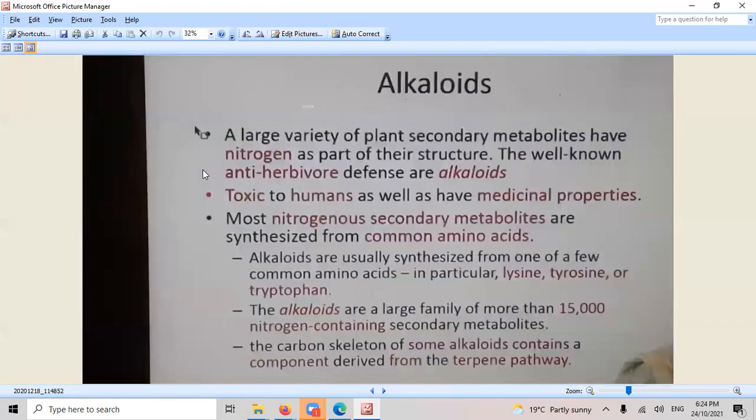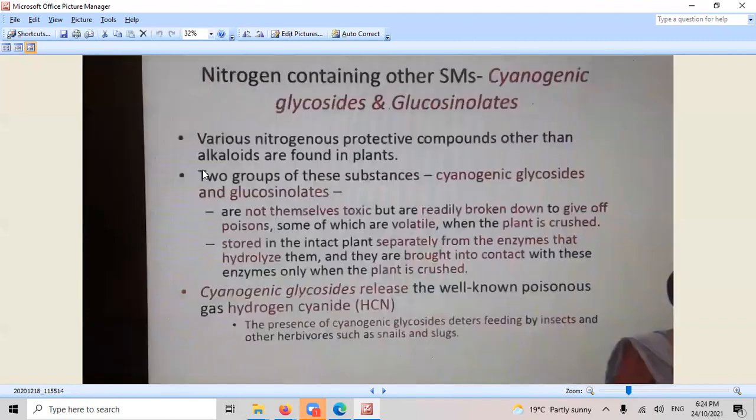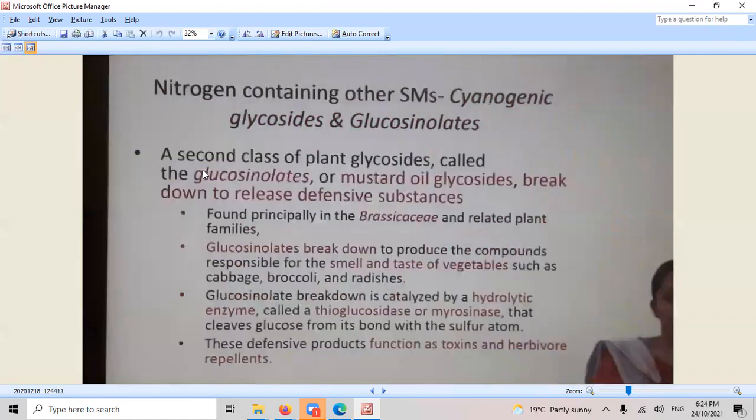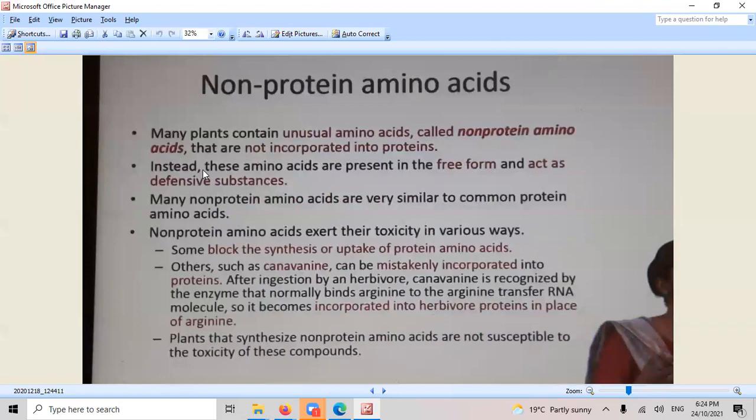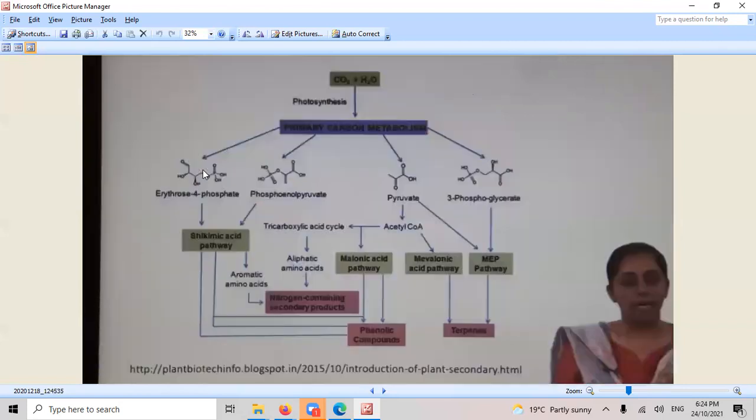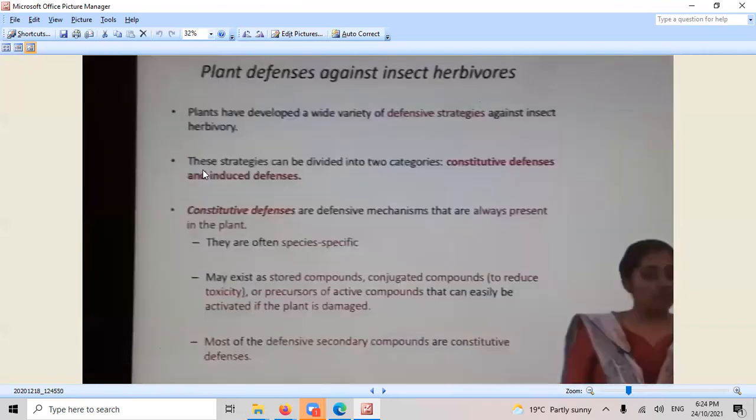Alkaloids. Here we go. Look, 15,000 alkaloids can be involved in the plant. And there was 10,000 of the, I'm trying to think actually. Defense against insects and herbivores.